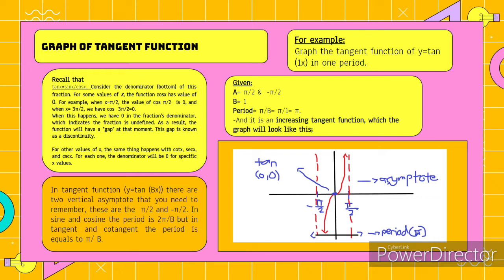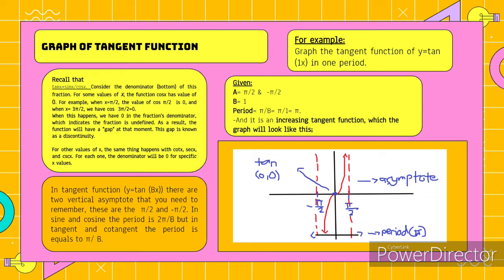In tangent functions, y is equal to tangent of bx. There are two vertical asymptotes that you need to remember. These are pi over 2 and negative pi over 2. In sine and cosine, the period is 2 pi over b, but for tangent and cotangent, the period is equal to pi over b.